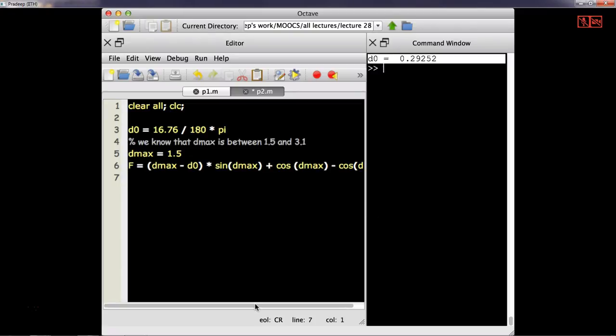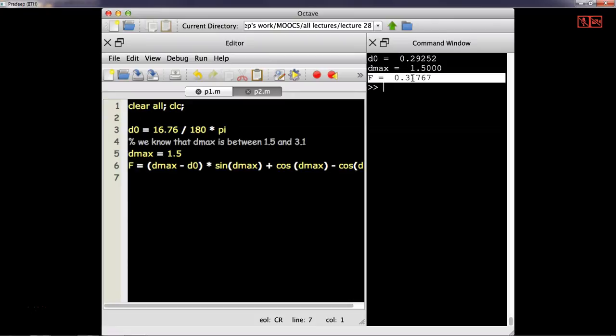Let me scroll that. So now you are able to see that. So this is my function. Now if I run this program, what is the function value? 0.31. The function value is positive. I want the function value to become 0. So if I increase the Dmax, then it keeps on changing.